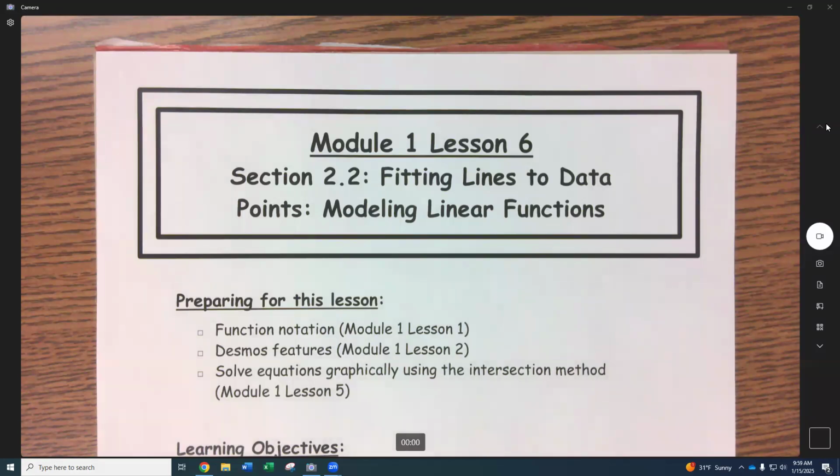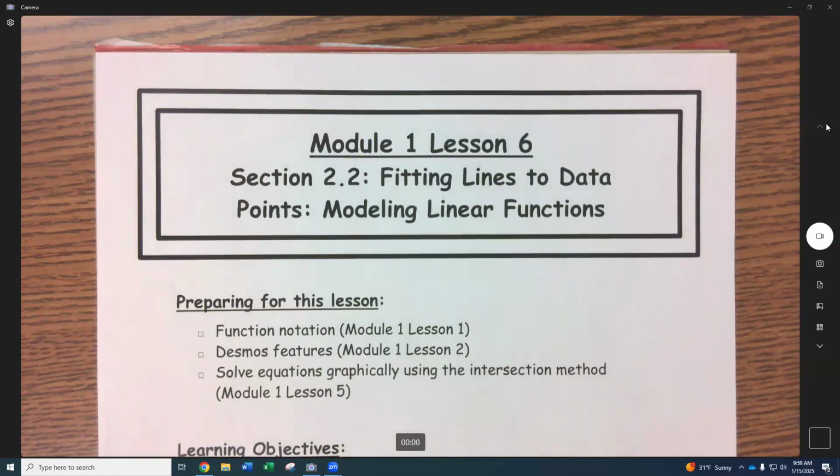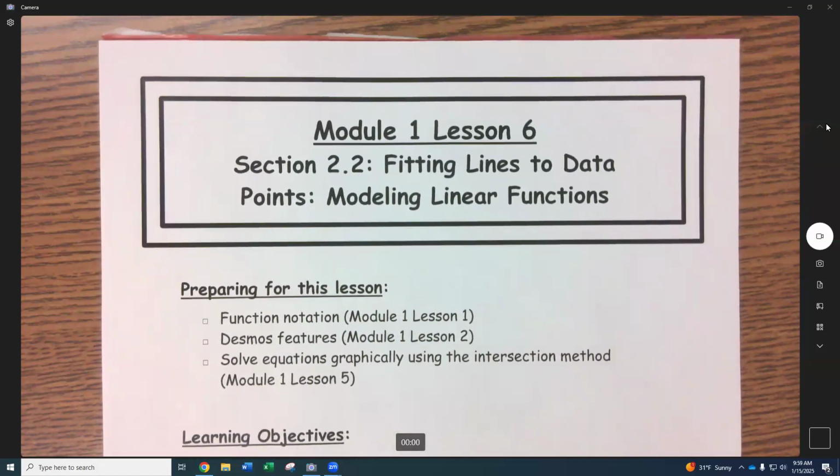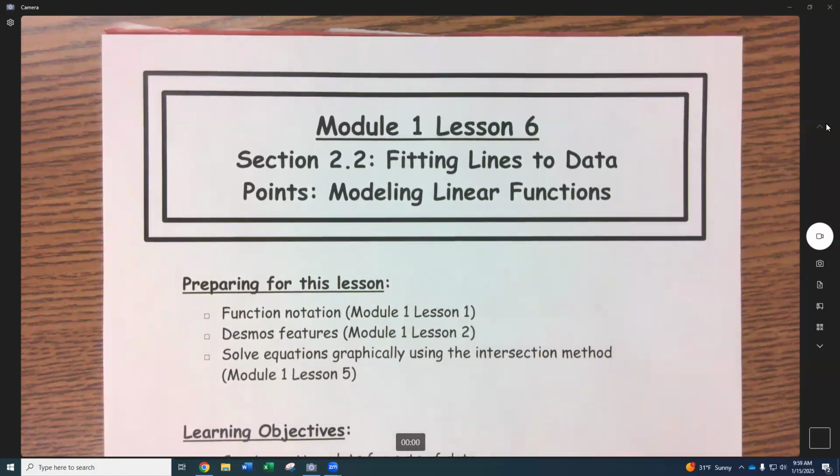Okay, so this is kind of the first building block to many more regressions that we're about to do in this class. To prepare for this lesson, you need to know how to use function notation, and you need to be familiar with your Desmos basic features. And then from last lesson, you need to make sure you know how to solve equations graphically using the intersection method.